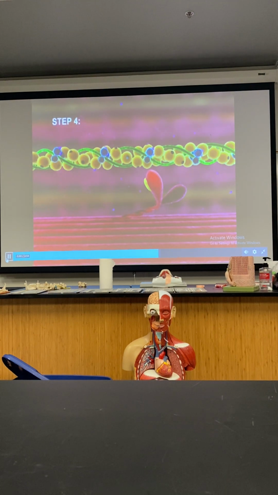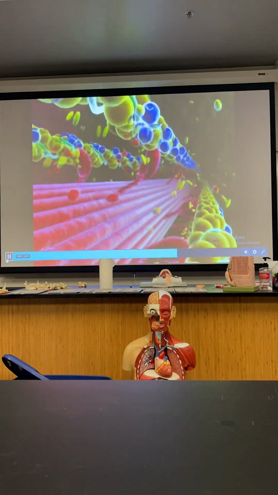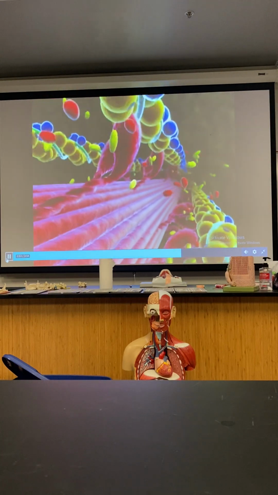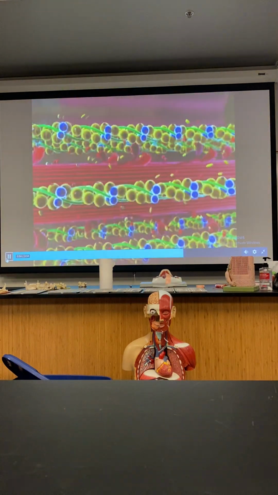Step 4, reactivation of the myosin head. ATP is hydrolyzed to ADP and inorganic phosphate. The energy released during hydrolysis reactivates the myosin head, returning it to the cocked position. As long as the binding sites on actin remain exposed, the cross-bridge cycle will repeat.